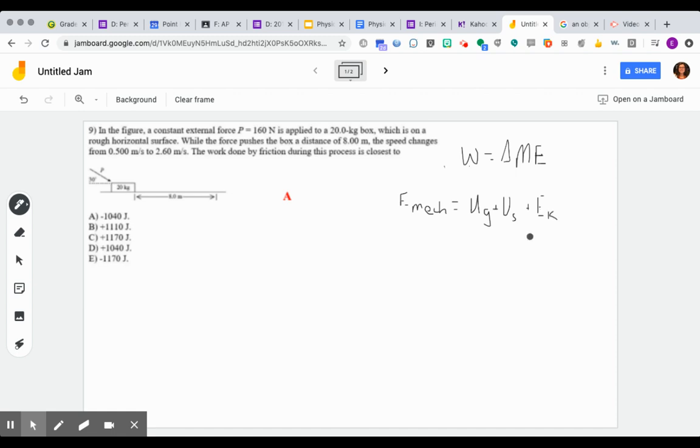In this problem, do we have gravitational potential energy? No. Okay. Do you have elastic potential energy? Are there any springs? No. So that means that our change in mechanical energy will be equal to the change in kinetic energy. So the net work will be equal to the change in kinetic energy.